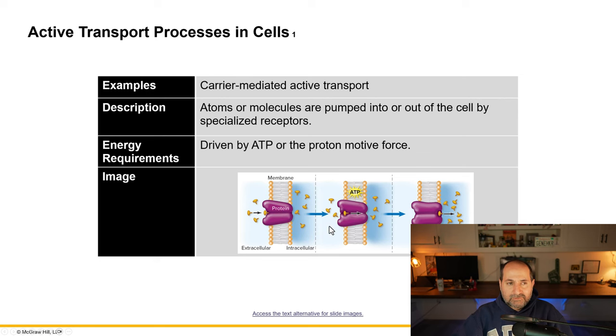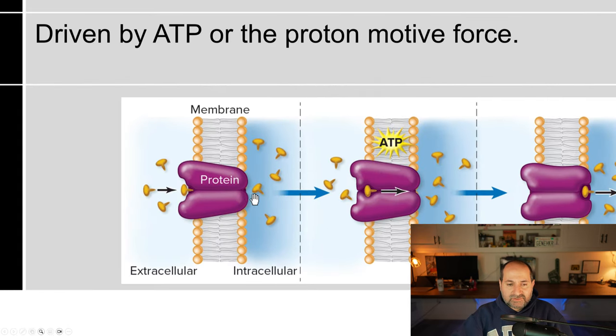Here we can see an example of active transport. Imagine if these thumbtack-looking things are some molecule, and you're trying to expel that molecule where there's already a high concentration of these molecules outside of the cell. There's a lower concentration of these molecules inside of the cell, and you're transporting these molecules out to where they're already high in concentration.